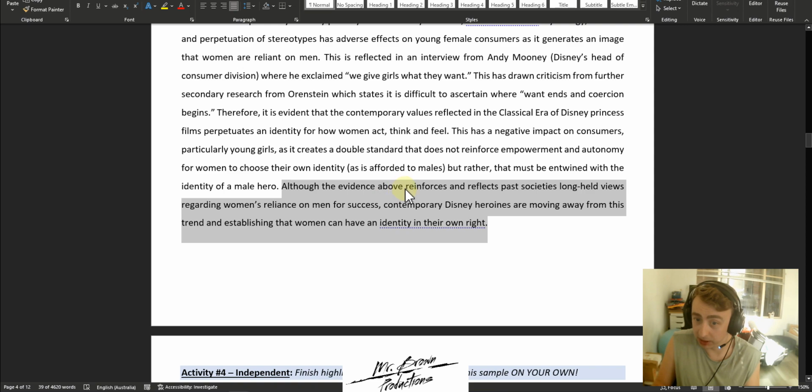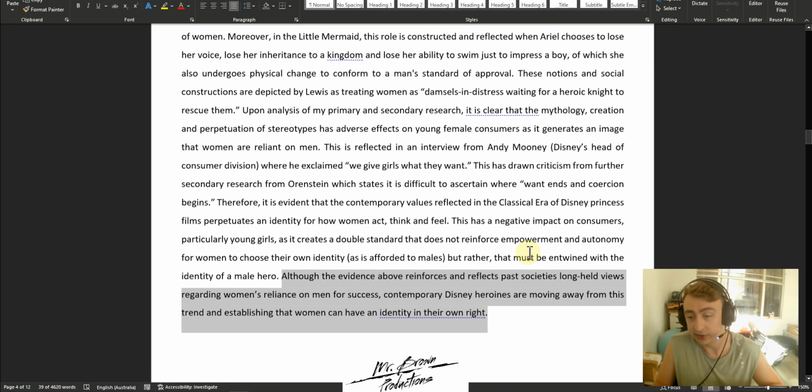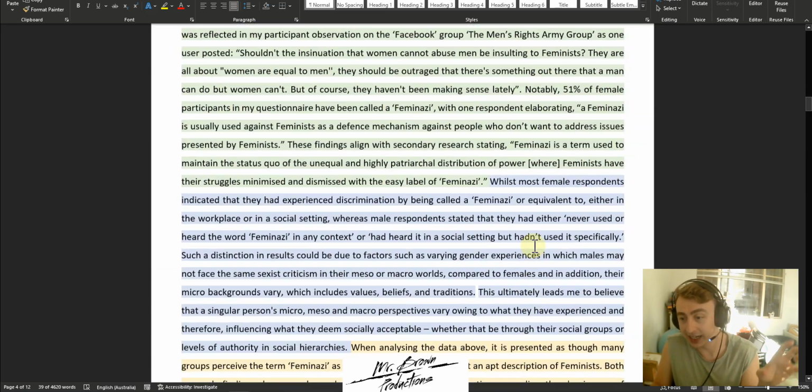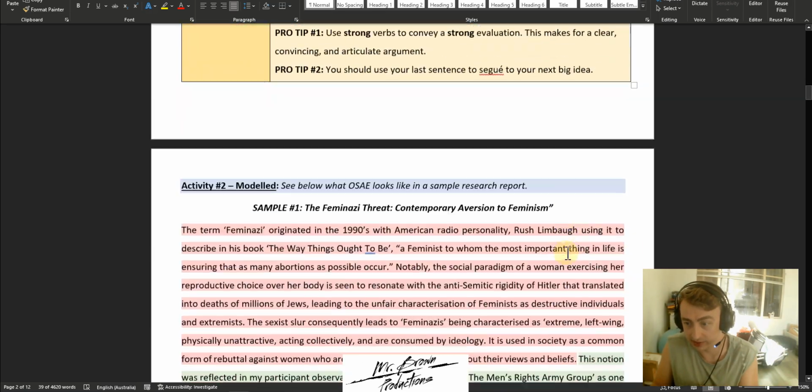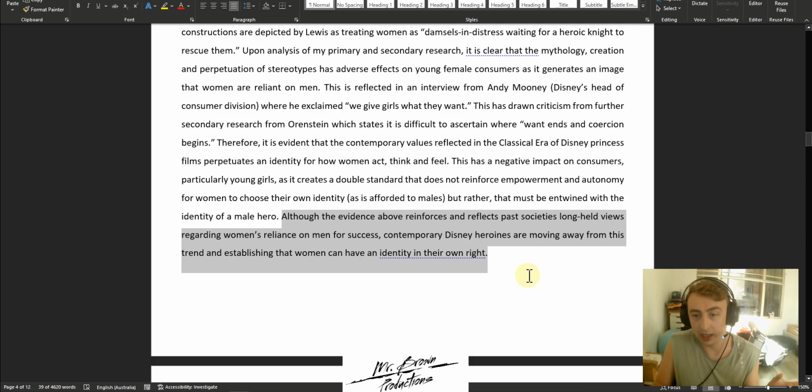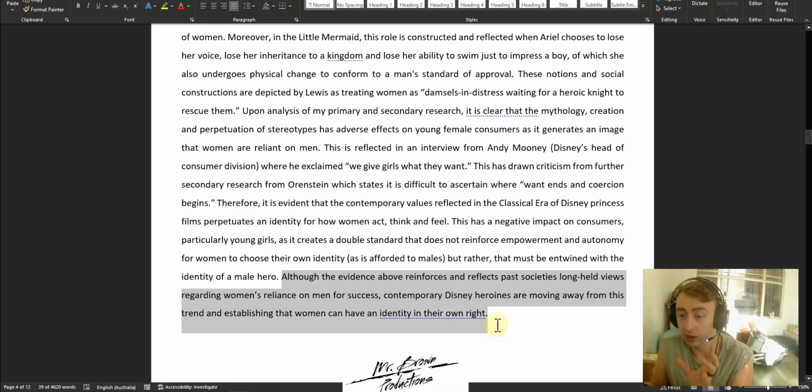Although the evidence above reinforces and reflects past society's long-held views regarding women's reliance on men for success, contemporary Disney heroines are moving away from this trend and establishing that women can have an identity in their own right. So it's clear to me here that the next paragraph has a nice little segue: they're going to talk about more contemporary examples of Disney movies where heroines are not reliant on men.